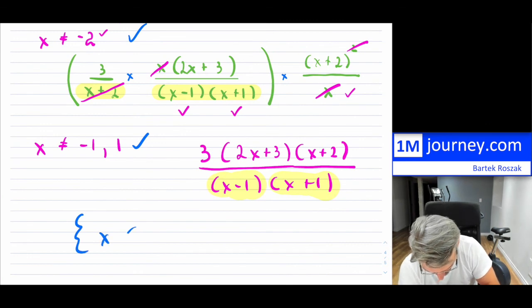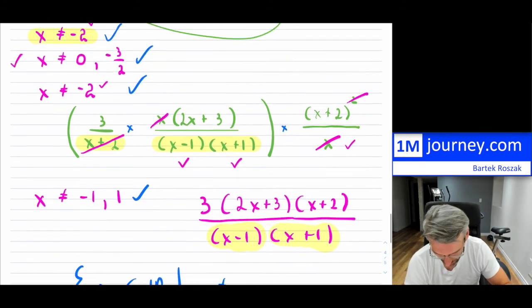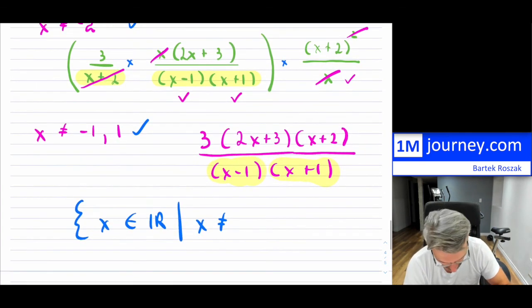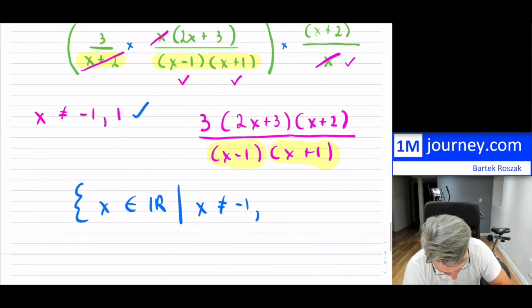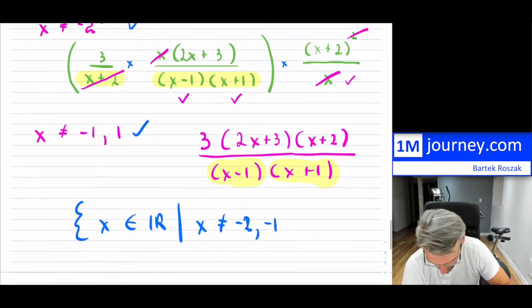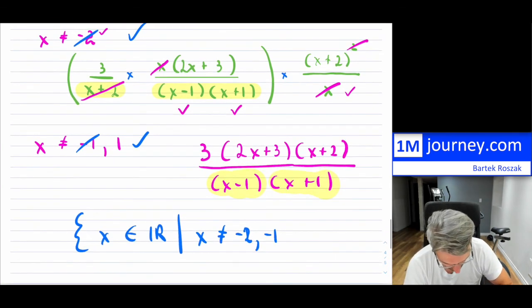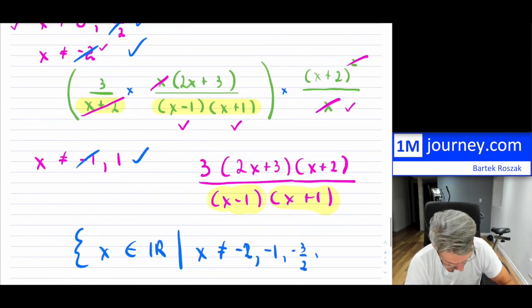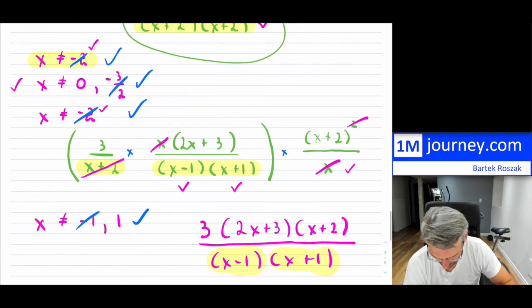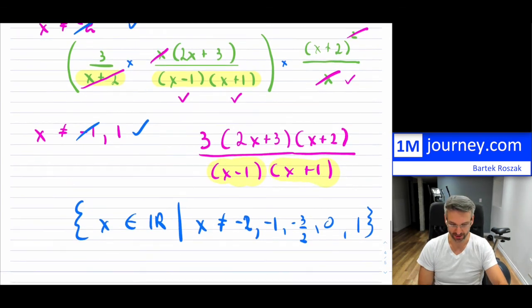So let's say x can be pretty much anything, but x cannot be equal to, now let's go through them. So it cannot be -1. Negative 2, so we forgot that one. Negative 1, negative 2, negative 3 over 2, that's another one, it cannot be 0, and 1. So notice that's a lot of restrictions that you have within there. All right, and I don't think I missed any other ones there.